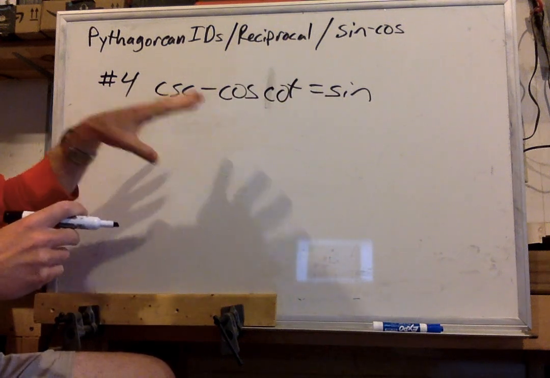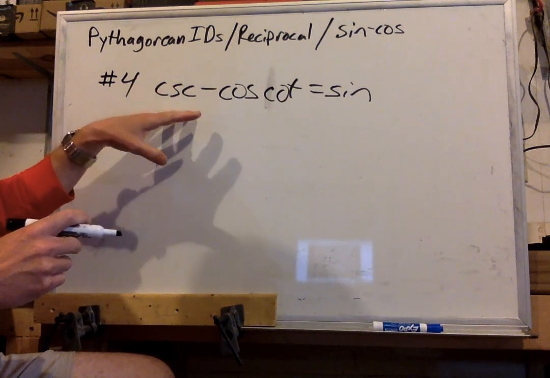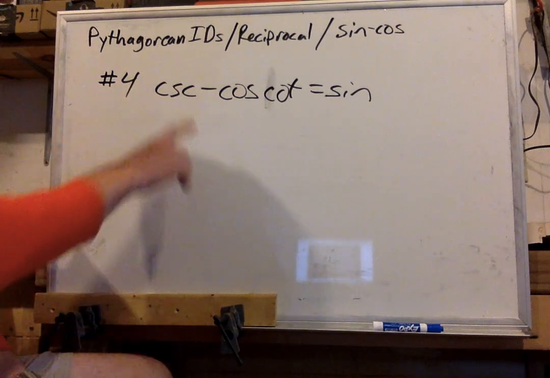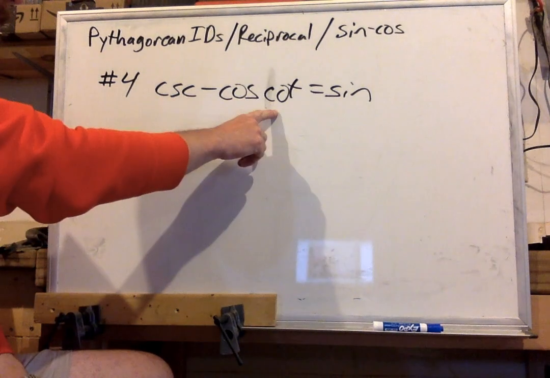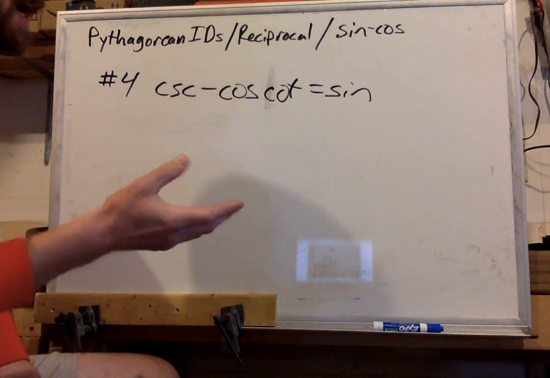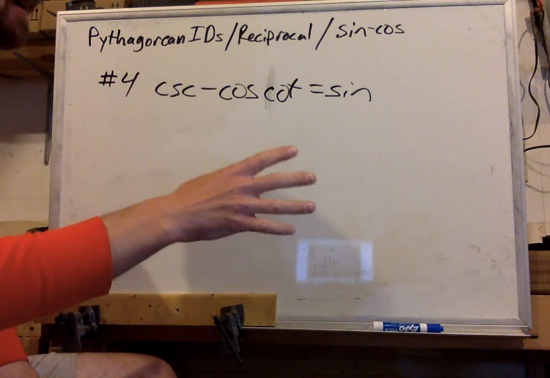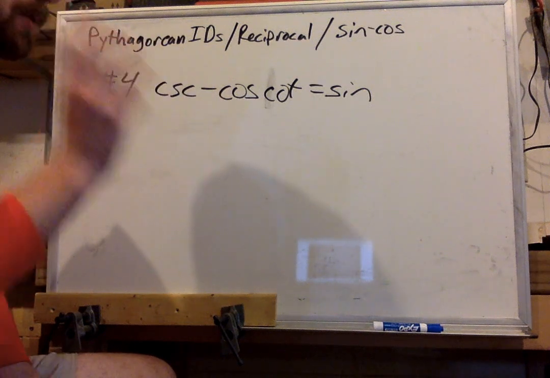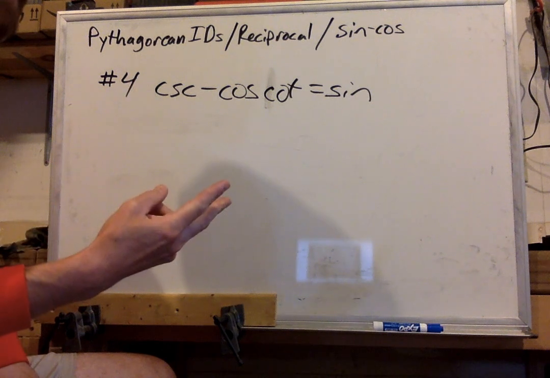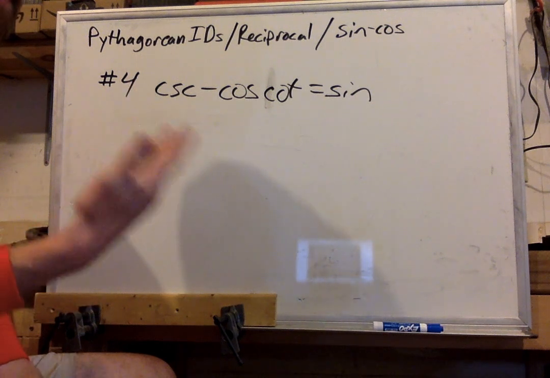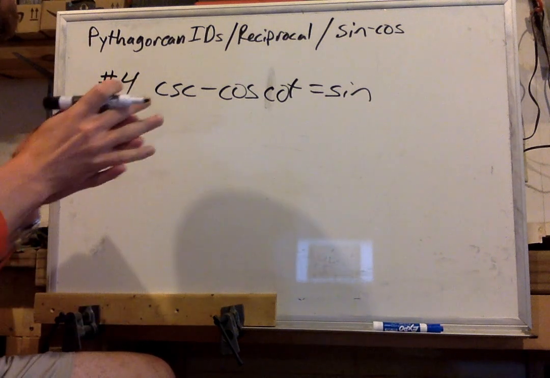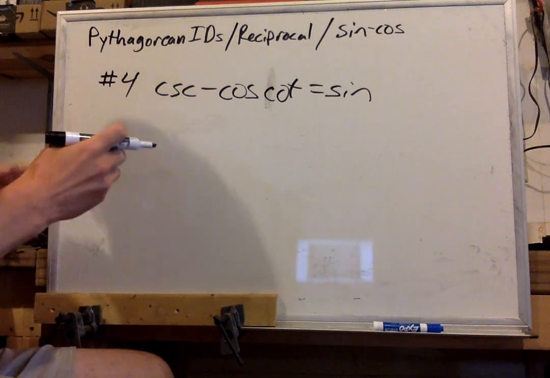Looking at this, right off the bat, I'm thinking that I want to convert everything to sine and cosine, and here's why. I've got cosecant, cotangent, cosine, sine. There's just a lot of things in there. If you ever have 3 or more different trig ratios in one of these problems, or if you have 2 of them that aren't necessarily related by a Pythagorean identity, it's probably a good idea to start by converting everything to sine and cosine.